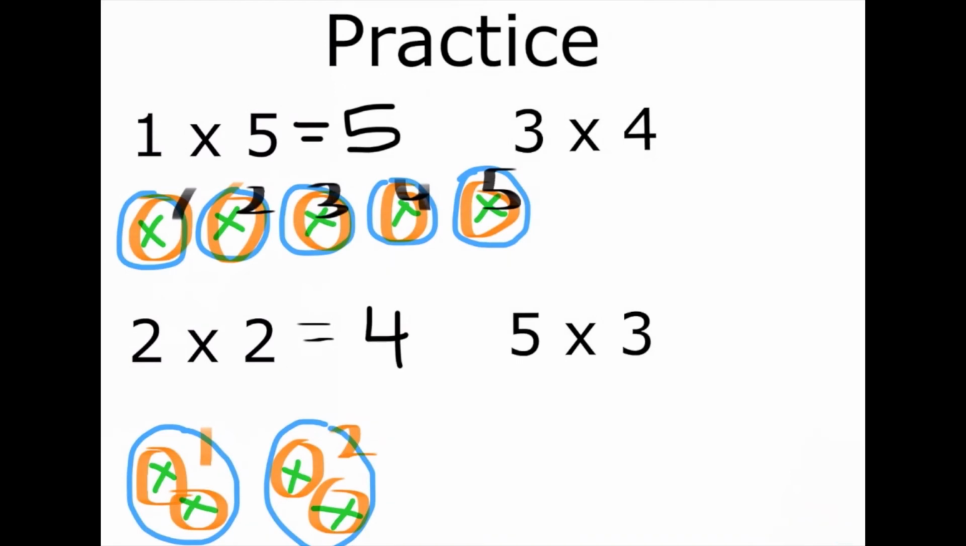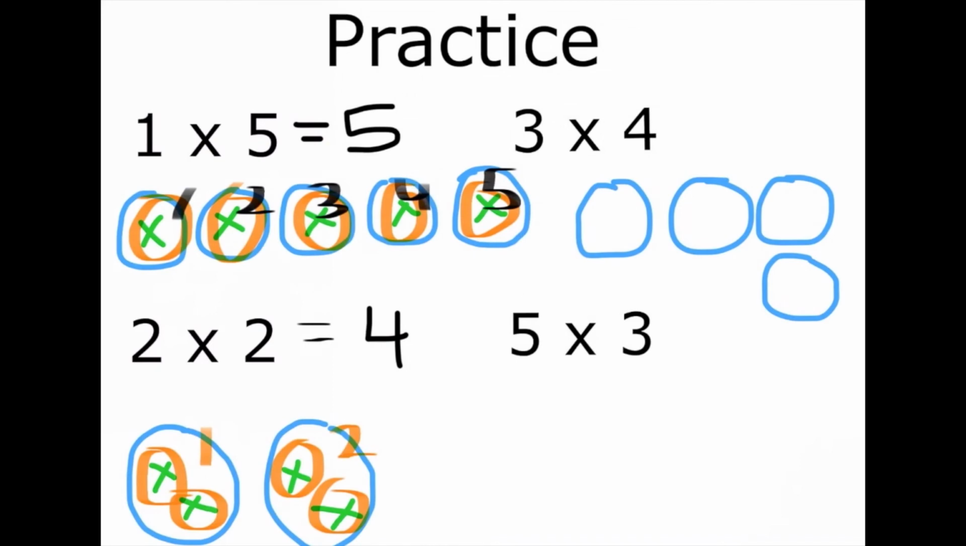Let's move on to the next equation. The next equation that we will be solving for practice is 3 times 4. So we have 4 groups of 3 in this equation, so we can start off by drawing our model. Our model will have 4 groups of 3, so 4 circles and 3 objects in each circle, which is exactly what our model now shows.